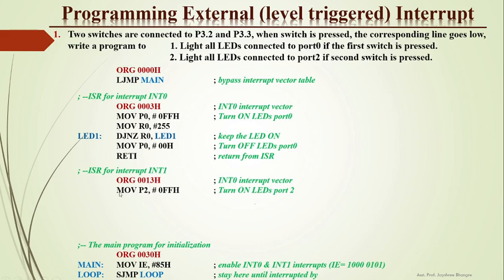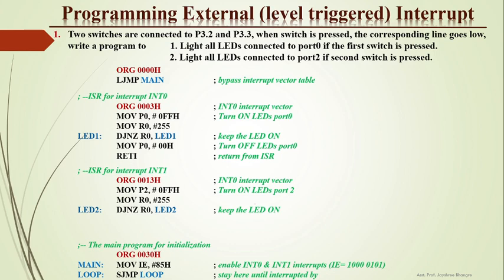So here the value FFH is moved to port 2. Again we have to light them for some time. So here again I have loaded the value 255 into R0, and again we are decrementing this R0, and we are waiting for this R0 to become 0.